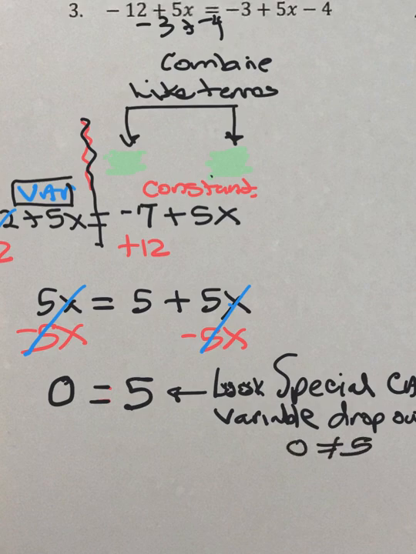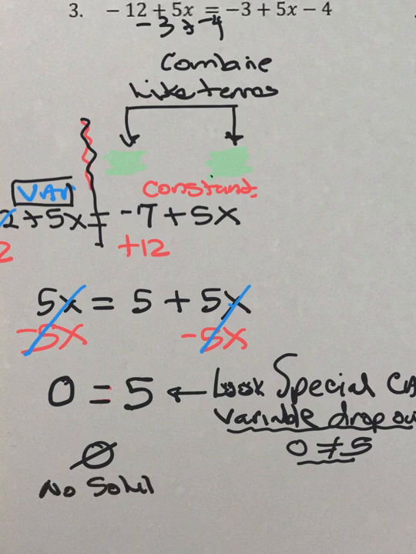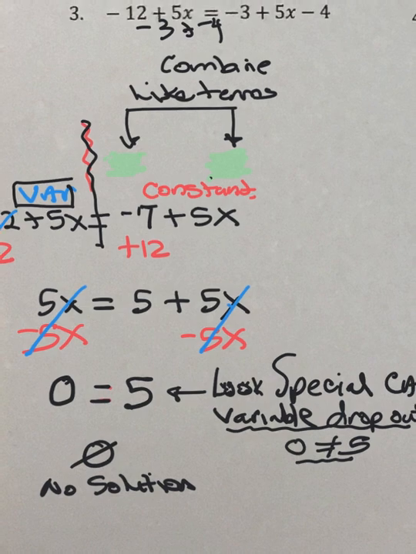So if you go up to the directions up at the top, if the variable drops out and you get a false sentence, doesn't that mean there's no solution? So you can either write the word no solution or you can use the symbol for no solution. So there isn't any answer that's going to make x to where both sides would equal the same. Okay, let's look at number 4.